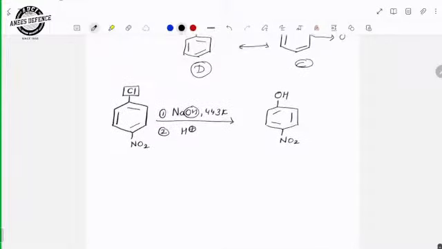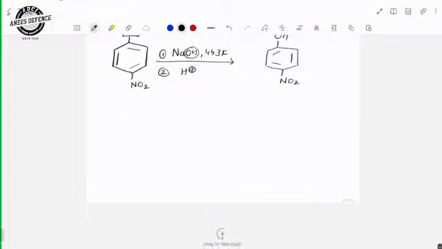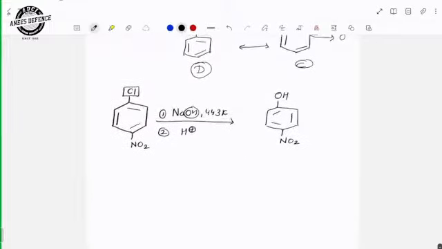So the reagent for this is: first we use base and heat it at 443 Kelvin, and in the second part we add acid. What if I substitute a nitro at the ortho position as well? It would become somewhat like this. Now the nitro group is present at the ortho as well as the para position.